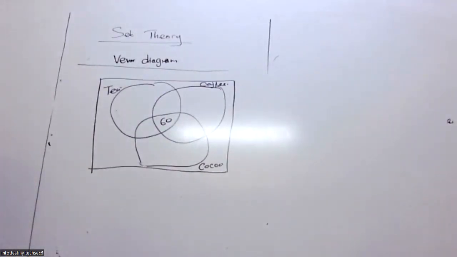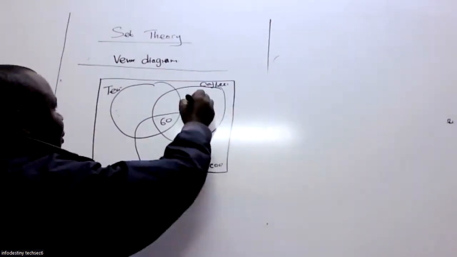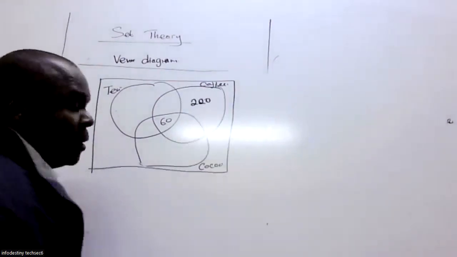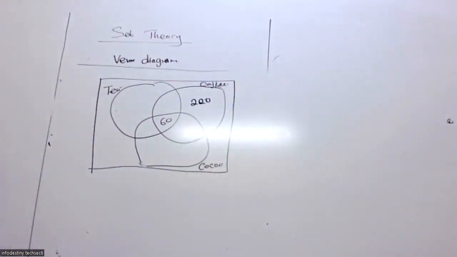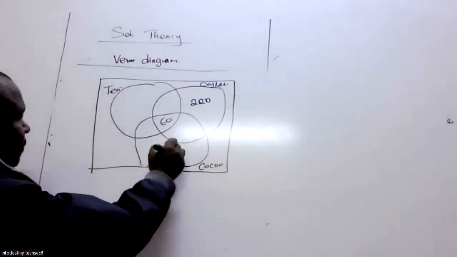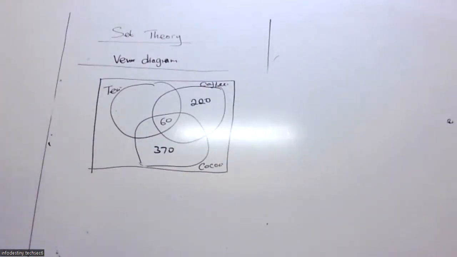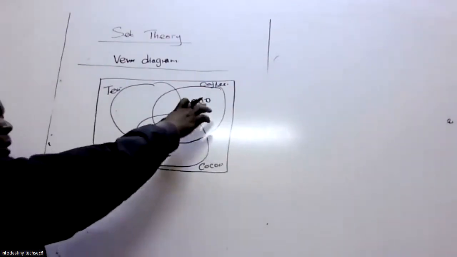Then 220 took coffee only, so the coffee only is going to be this one. And then 370 took cocoa only. This is going to be 370. So if you want to get the consumers of coffee, 460 took coffee. This is the coffee.